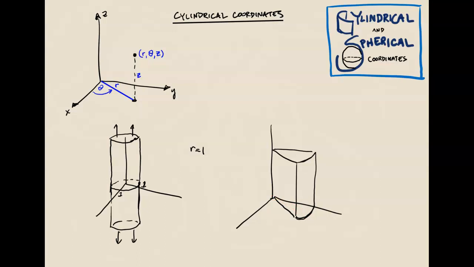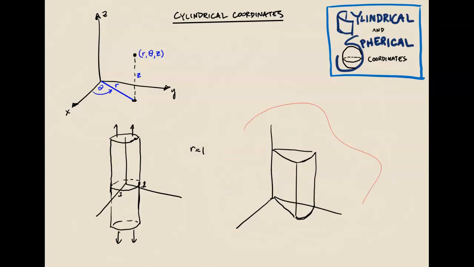The theta coordinate is bound between two particular values. Maybe let's just say that's pi over 3, and this one, which is pi over 2. And the height, the third coordinate, z, is bound between two particular values. Down here where z is 0, and up here where z is some other value. Maybe it's 5 or something like that. So cylindrical coordinates would describe that region very easily.